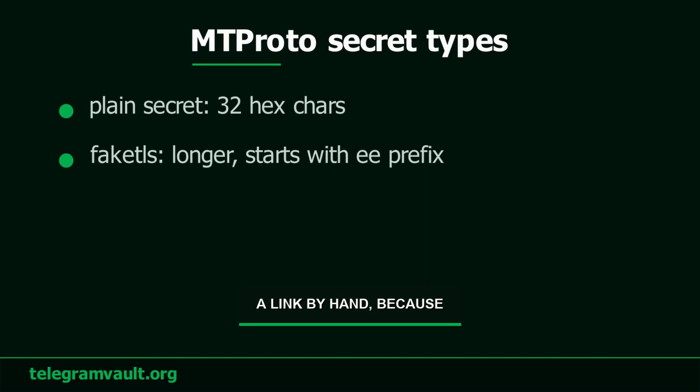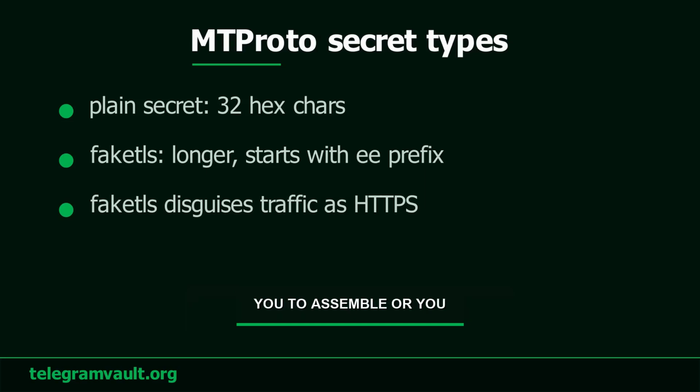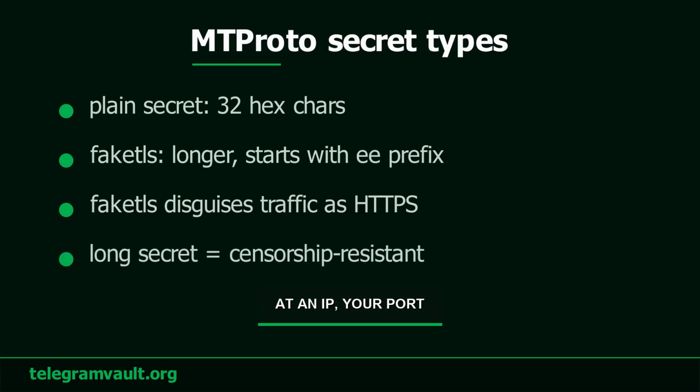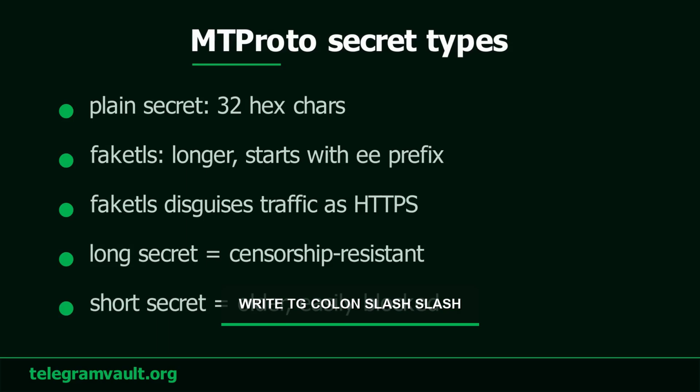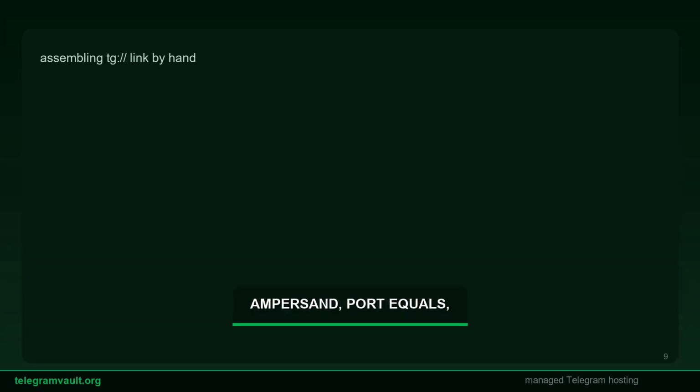Let's build a link by hand, because providers often give you the three values separately and expect you to assemble it. Or you want to turn your own VPS proxy into a shareable link. Say your server is at an IP, your port is 443, and your secret is that hex string. You write tg://proxy, question mark, server equals, paste the IP, ampersand, port equals, 443, ampersand, secret equals, paste the secret. That's it, no spaces anywhere.